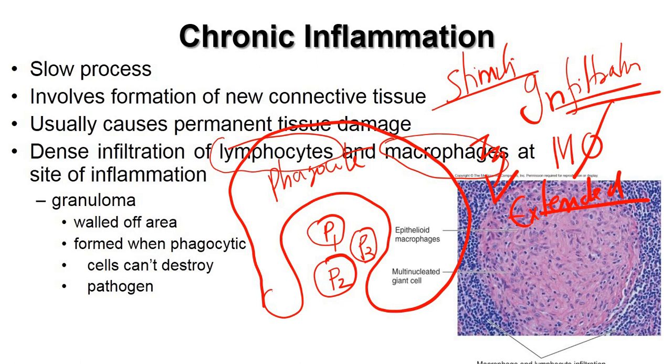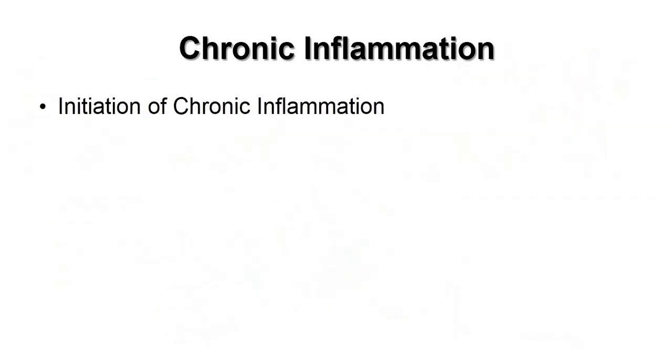In other words, since they cannot destroy, the pathogen will be alive, but only thing is that a wall will be created across the pathogen. This is the wall W and this P is the pathogen. So this is how the chronic inflammation results. How the initiation of chronic inflammation takes place.